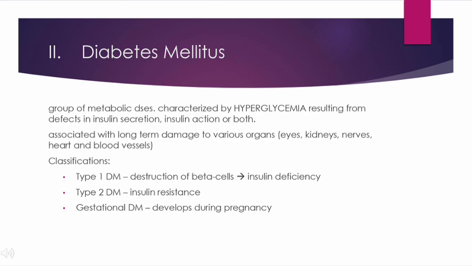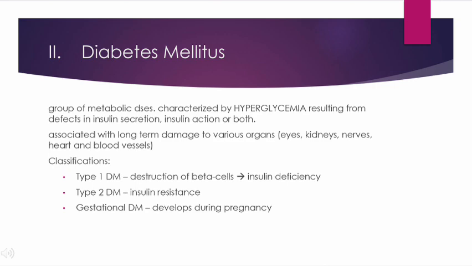Now, why is this important? Because insulin is responsible for regulating blood glucose levels. When insulin function is impaired, glucose accumulates in the blood. Over time, this leads to damage in various organs. These include the eyes, kidneys, nerves, heart, and blood vessels.